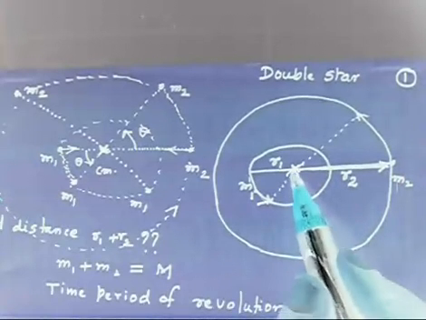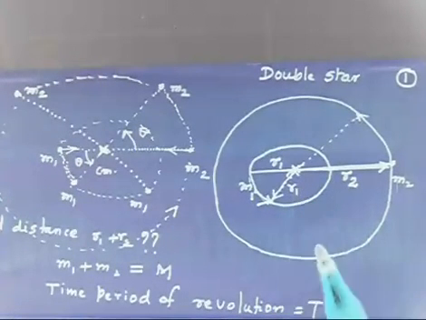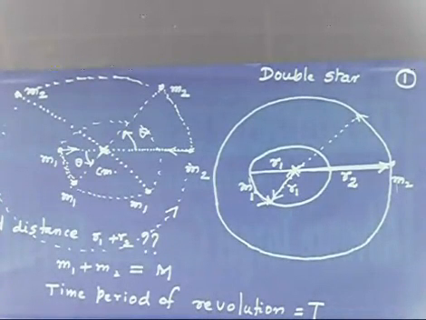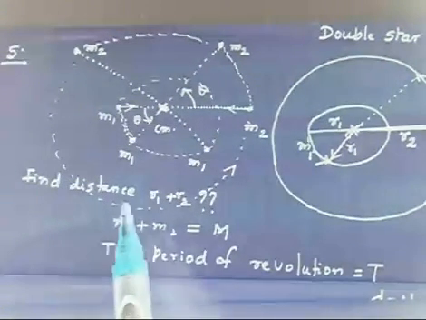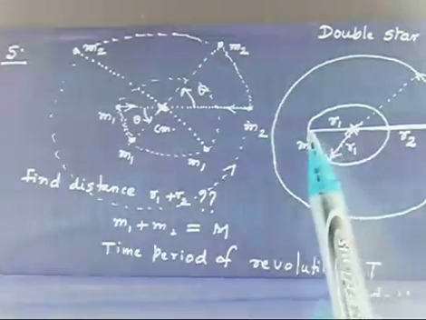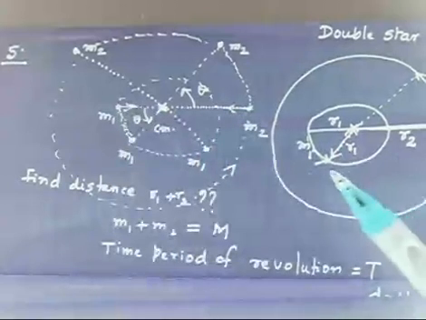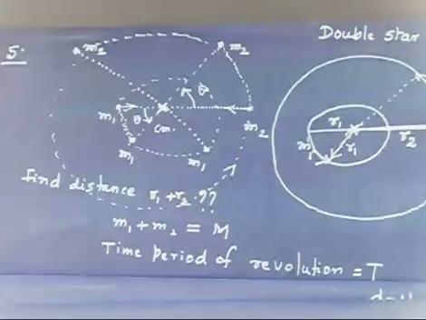And this radius is r1 from the center of mass. Are you getting it or not? So the question is asking, what will be the sum of the distances r1 plus r2, that is, the distance between these two masses. This distance will remain constant at any point of time.